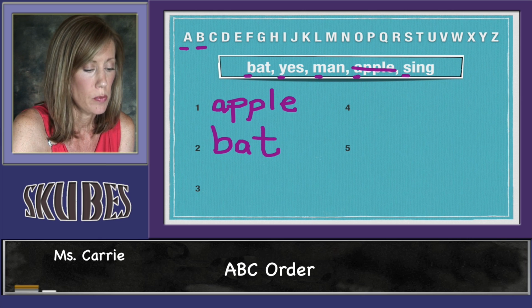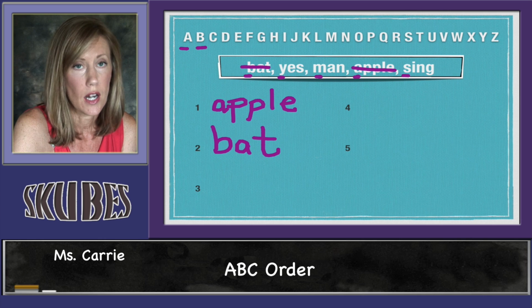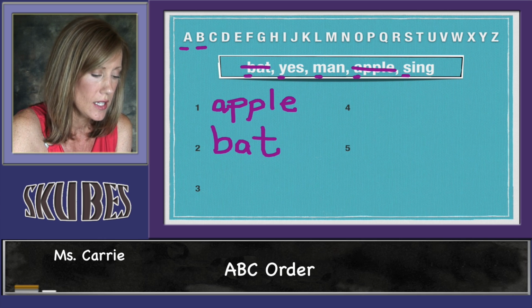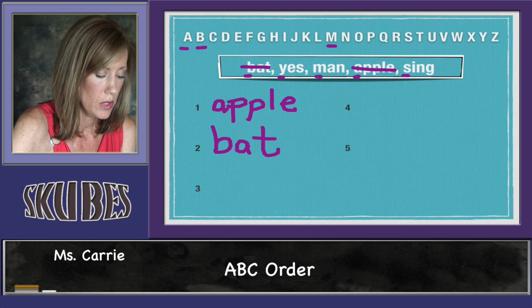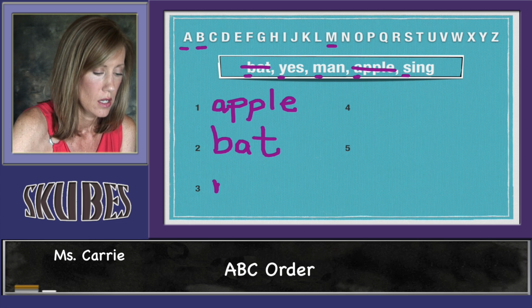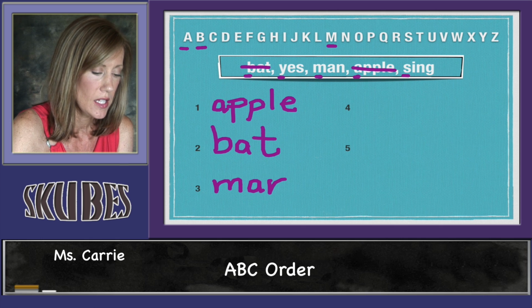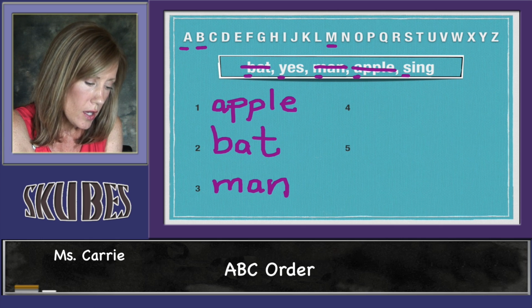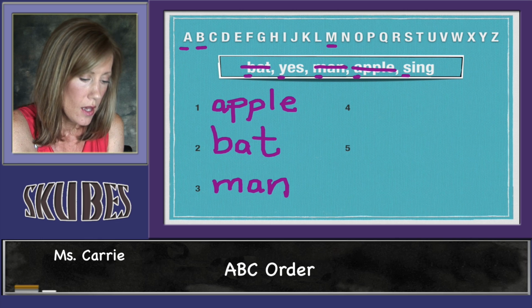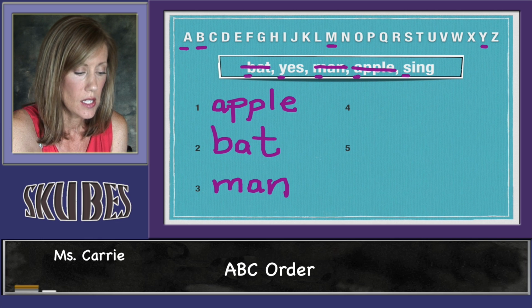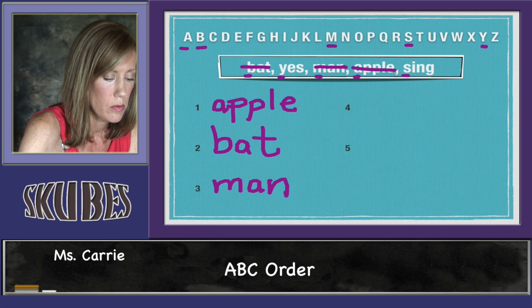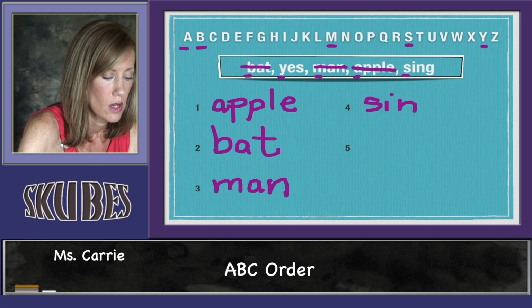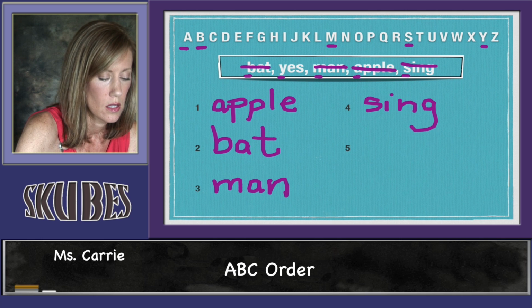So we have yes, man, and sing. Now when I look at our alphabet, I see that the next letter would be an M. So man would come next. So let's cross off man, and we have yes and sing. Well, yes starts with a Y, and sing starts with an S. So S, since S comes before Y, the next word would be sing. And then our last word would be yes.